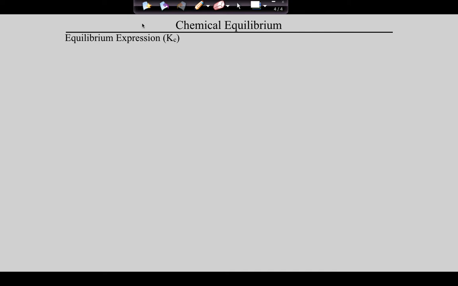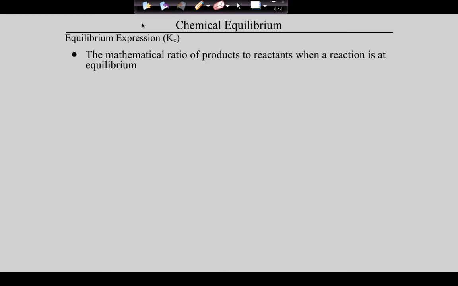So with that said, don't write this down, because you don't need to know this in word form, but let me give it to you. An equilibrium expression is a mathematical ratio of products to reactants when a reaction is at equilibrium. But remember, in math, when we talk about ratios, we're talking about fractions, and so this is what you need to write down. This is the expression for Kc.